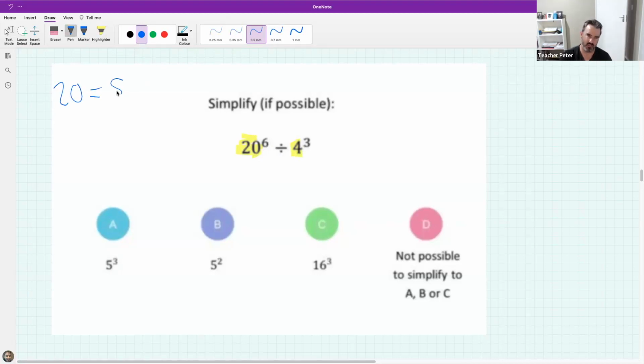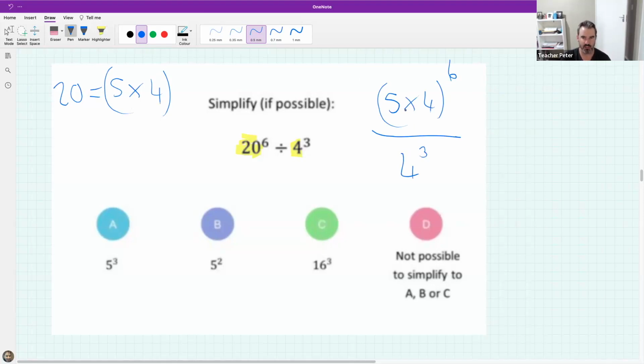If I said 20 is 5 times 4, would you agree with that statement? Yes, sir. So if I said 5 times 4 to the power of 6 over 4 to the power of 3, would you agree that's the same question? It's just that 20 has been written not with its prime factors, but with some other factors. Yes, sir. Why did I choose 5 times 4?